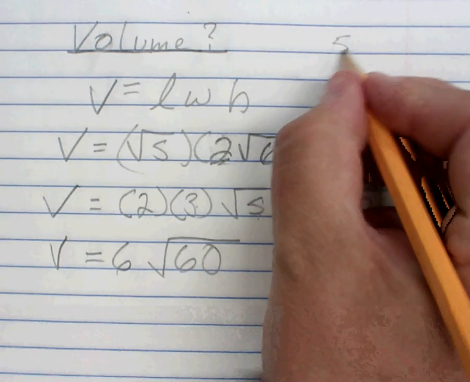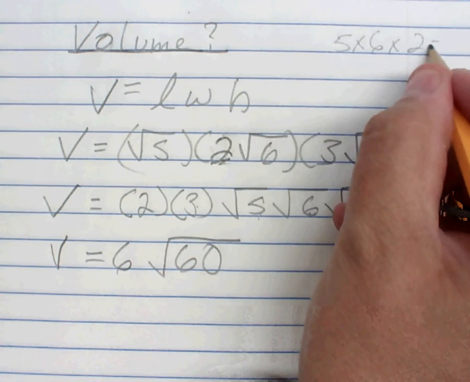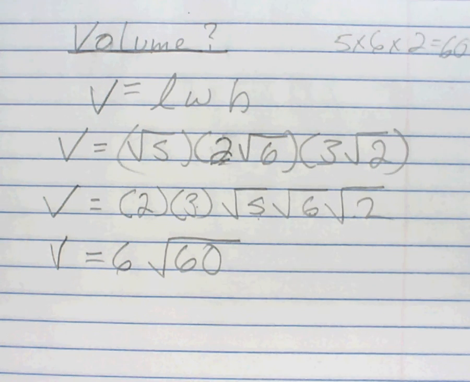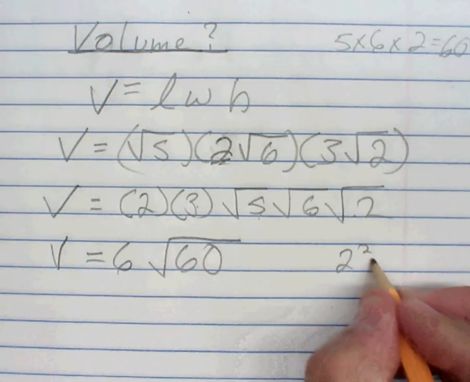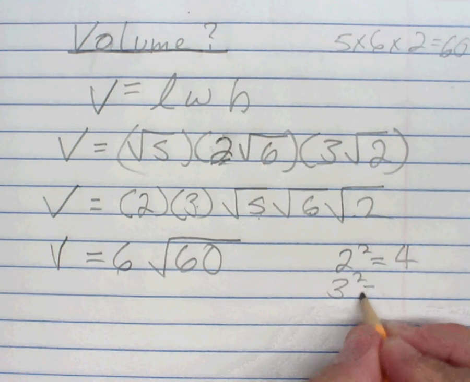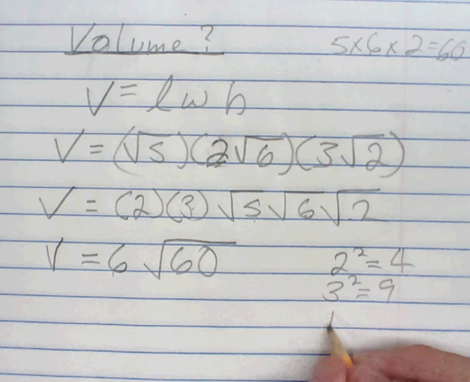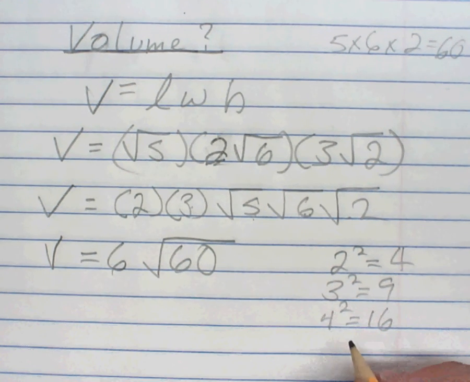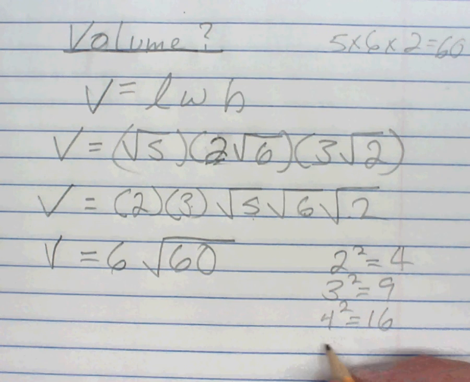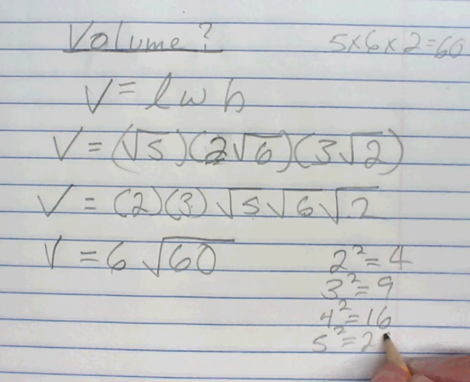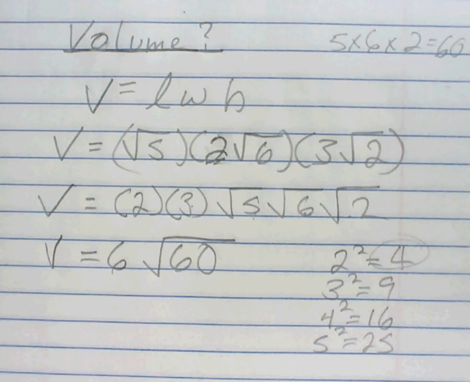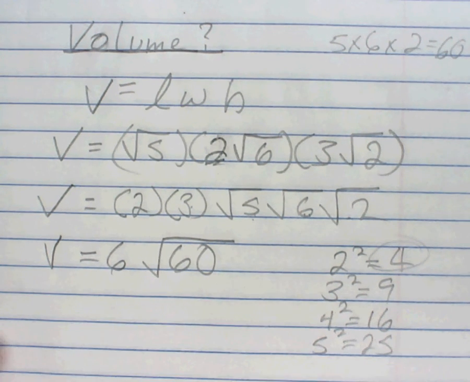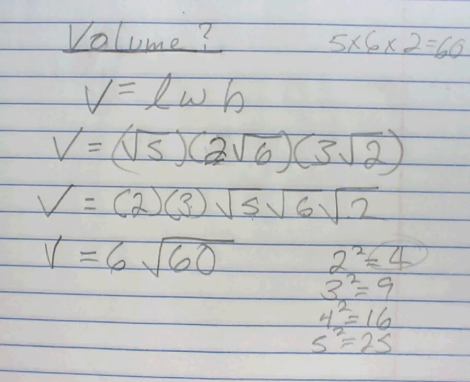I'm going to write that over here. 5 times 6 times 2 equals 60. Okay? But now I got to go through and simplify the 60. Alright, 2 squared equals 4, 3 squared equals 9, 4 squared equals 16, 5 squared equals 25. 4, I think, is the biggest number that goes into that. Well, I know that 4 times 15 equals 60.